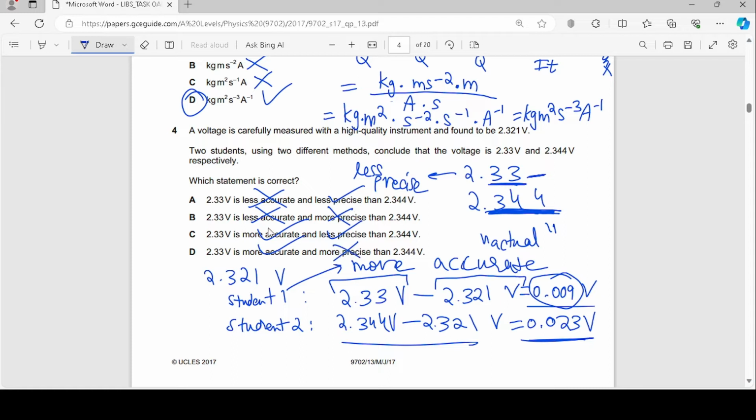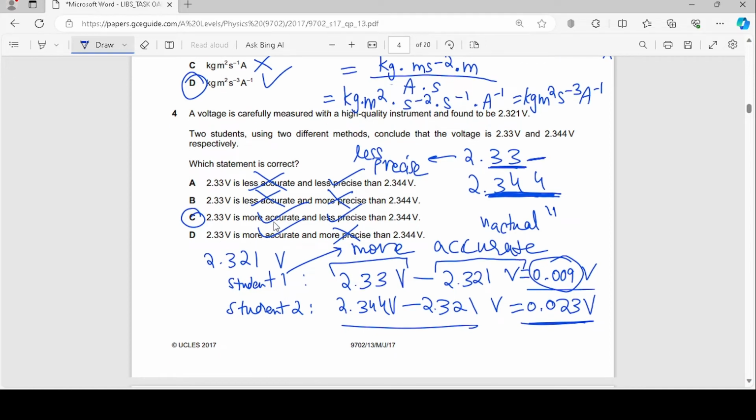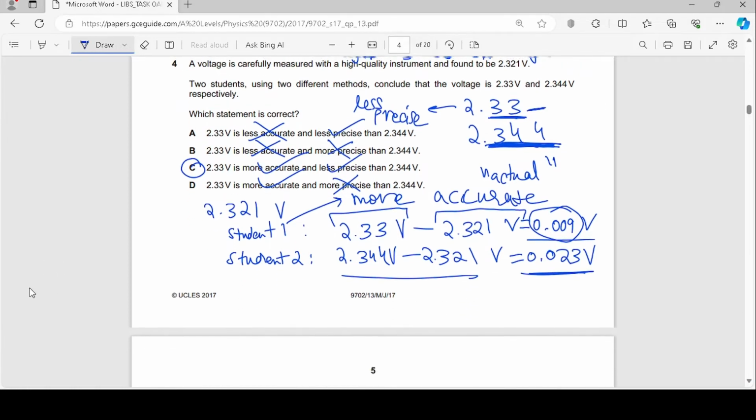Okay, where do we have two ticks? We have two ticks at C, so C is going to be the answer. So 2.33 volts is more accurate because it's closer to the known true value, and it's less precise because it has fewer significant figures or fewer decimal places. Yeah, so that is going to be the answer.